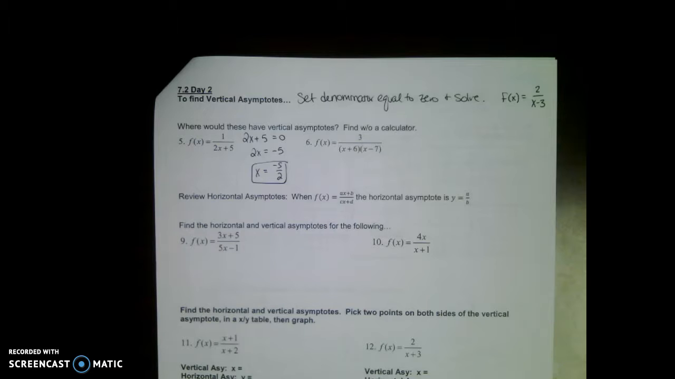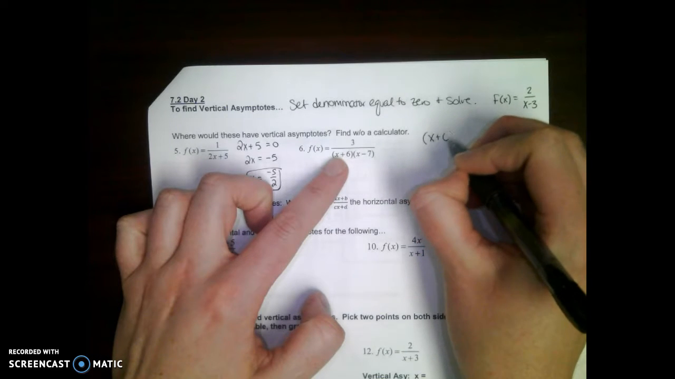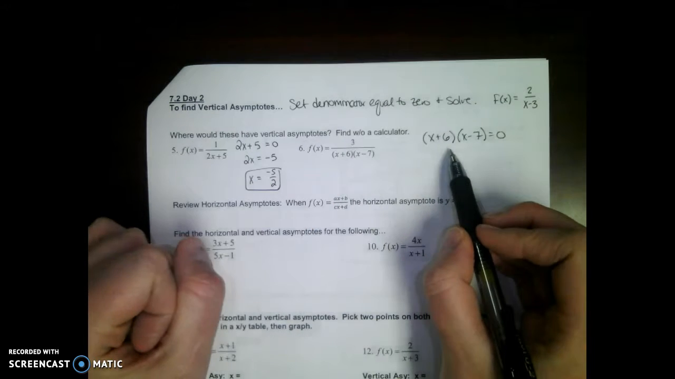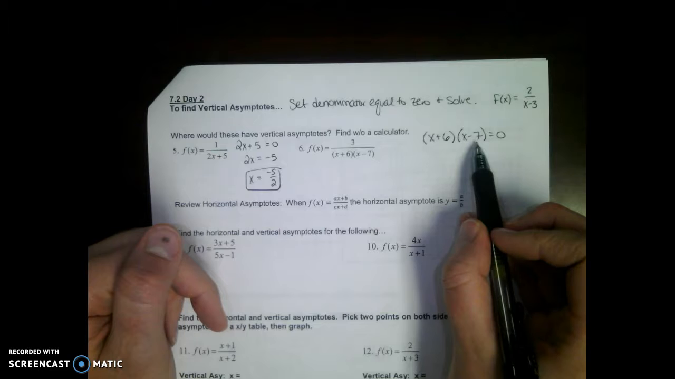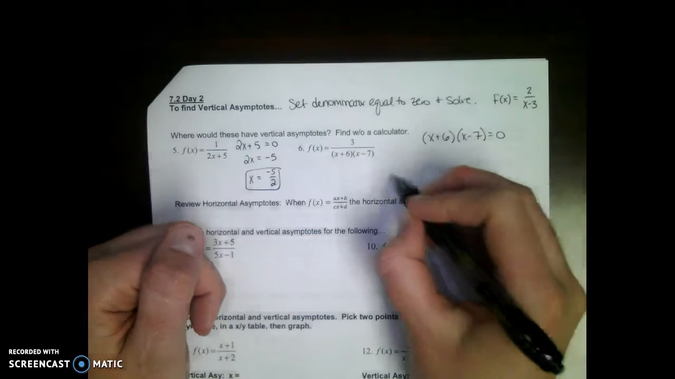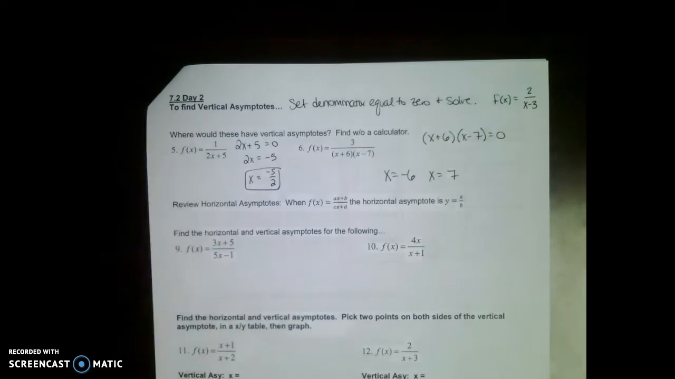What do you think about the asymptote or asymptotes in number 6? If we set this denominator equal to 0, if the first set of parentheses equaled 0, it would make the denominator equal to 0. If the second set of parentheses was 0, it would make the whole thing equal to 0. So when would this first set of parentheses be 0? When x equals negative 6. And how about the other one? x equals positive 7. Let's look at this graph because it's kind of fun.